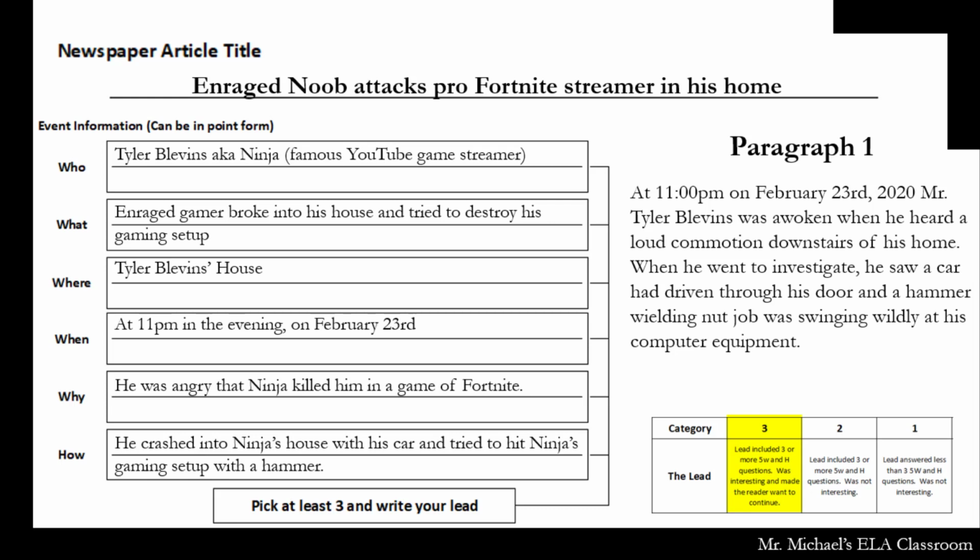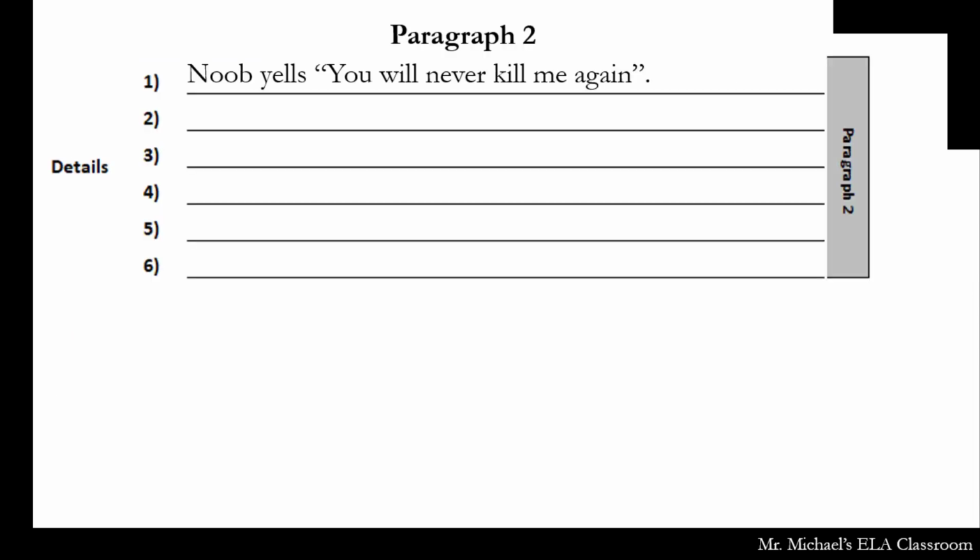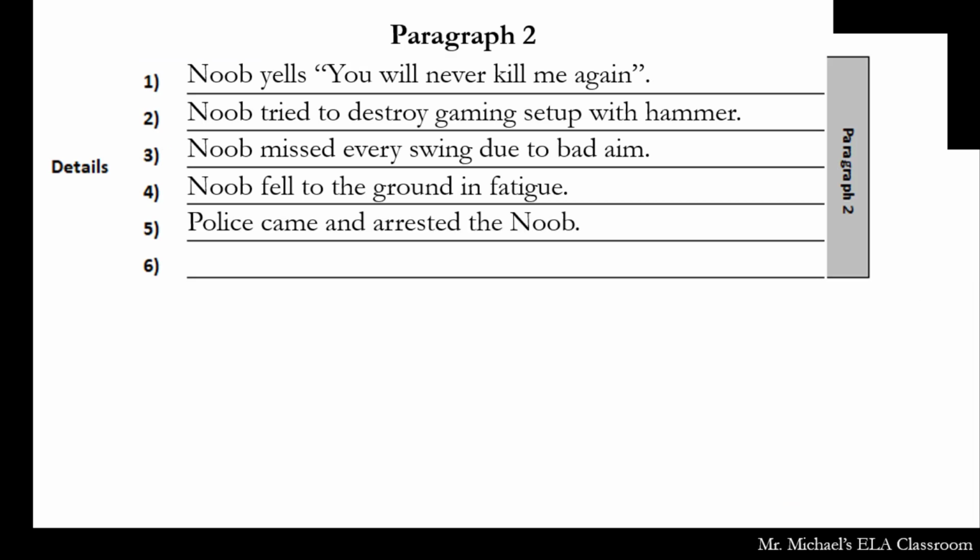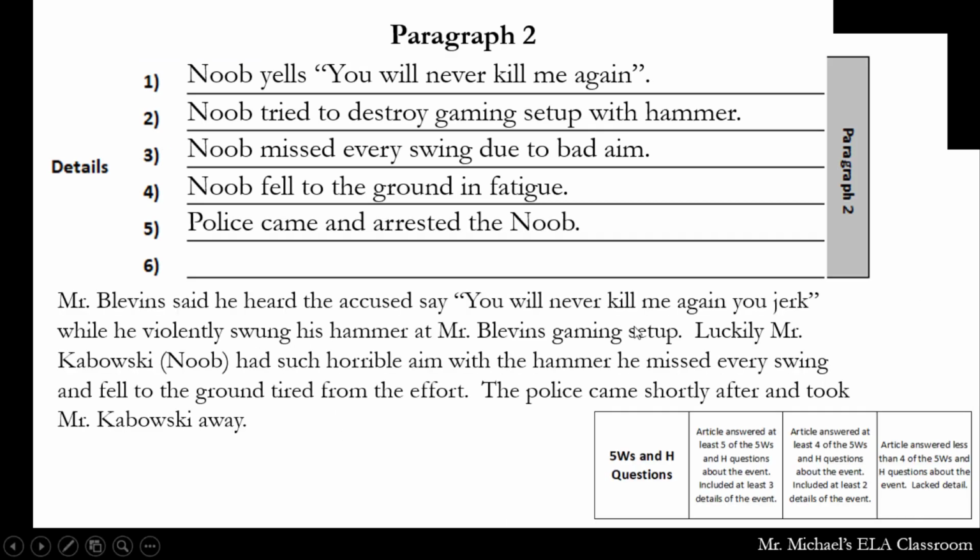So continuing on, when he went to investigate, he saw a car had driven through his door and a hammer-wielding nutjob was swinging wildly at his computer equipment. So that is how and what. So we have actually answered 5 questions now. The only thing we have not answered is why. So let's look at the second paragraph. And here are the details that I had written. So I have 5 details here, and you will notice they are all within that second paragraph.